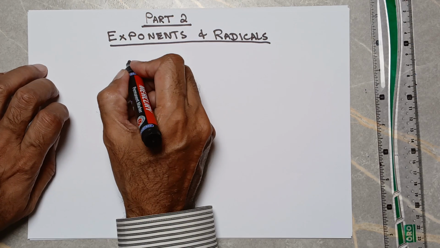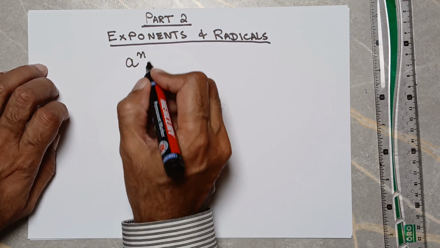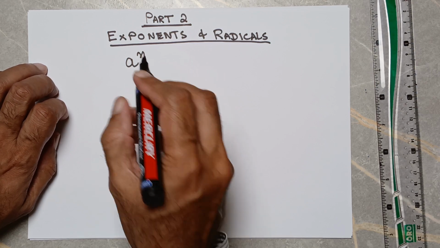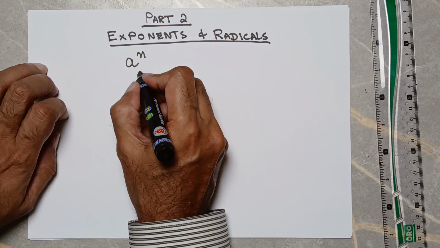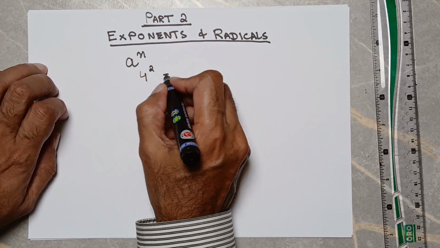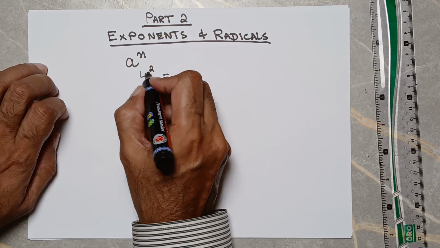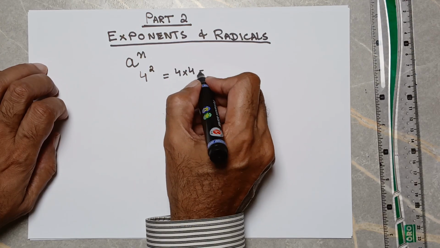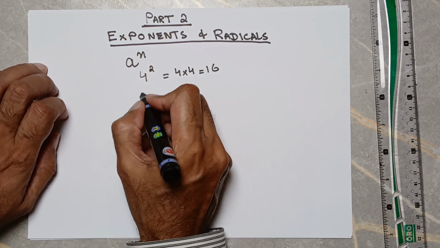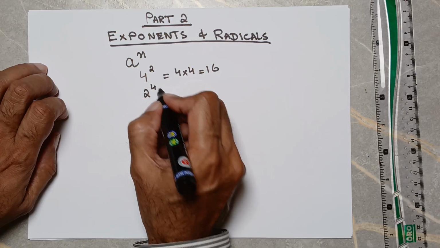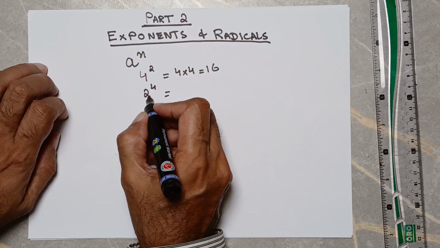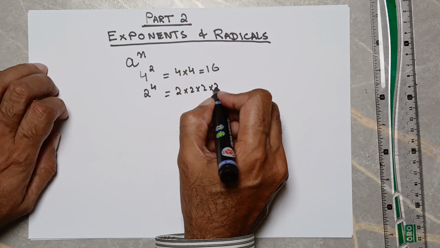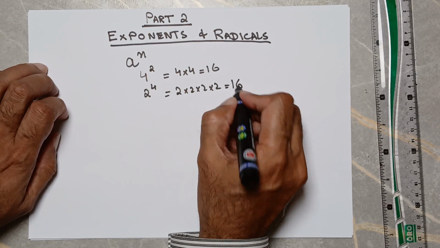What are exponents? If something is written as a raised to the power n, this base is going to be multiplied n times. Let me give you a quick example. 4 raised to the power 2 means that this base 4 is going to be multiplied twice: 4 multiplied by 4 gives you 16. Suppose that you have 2 raised to the power 4, that means this 2 is going to be multiplied 4 times: 2 multiplied by 2 multiplied by 2 multiplied by 2. Again the answer is 16.